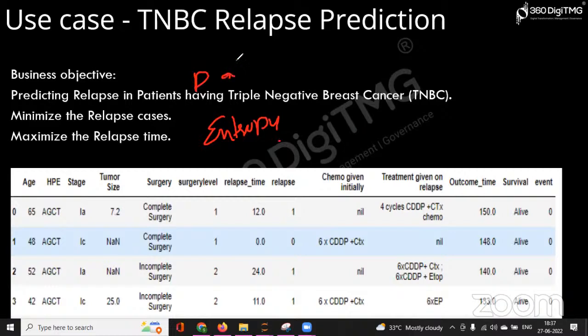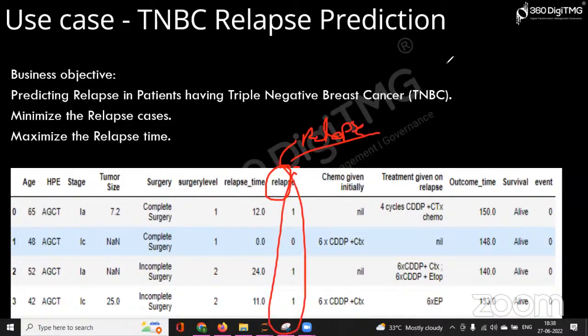First, the data frame. Which column are we considering as the target column? Here we are considering the relapse one. Based on that, you have to calculate the entropy. For this, you have to calculate the entropy first.